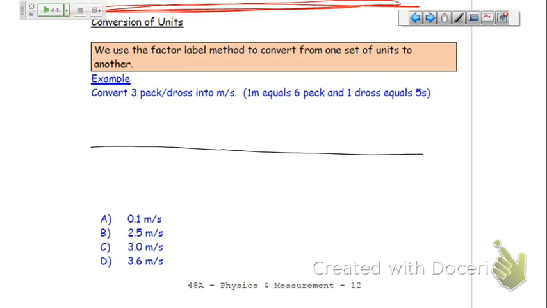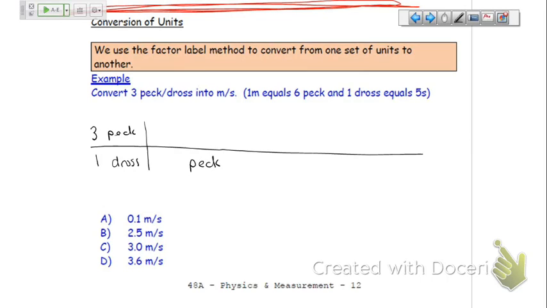So you have 3 pecks per dross, so 3 peck. Here's a trick. Per dross means for each dross. So dross is on the bottom. It's a 1. Per dross means per 1. And I want to convert it into meters per second, but I need a conversion factor. So this is what you do. I don't care where you begin. I don't want peck. I want to get rid of peck. The way you get rid of something that's on top is you write something on the bottom. So the peck has to be underneath.